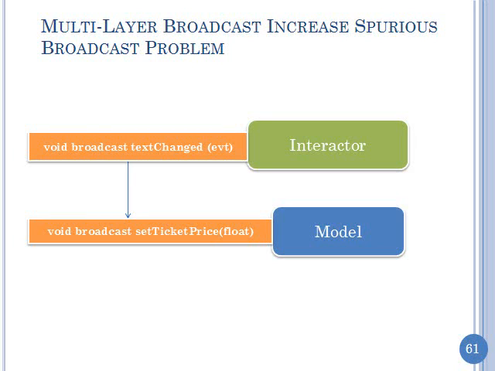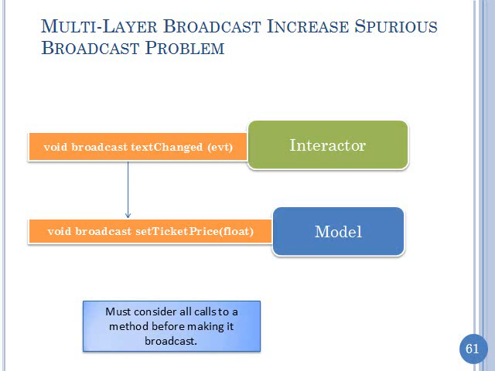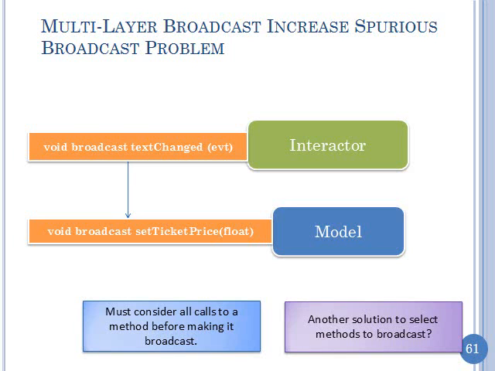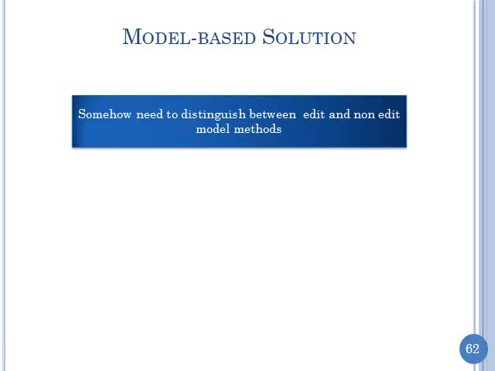Okay? And if we look at this particular model, and we don't know anything about what the programmer did, but from this method name, we know it's a write method. It's a setter. And we follow these conventions. Okay? So what's another solution to select methods to broadcast? So we somehow need to distinguish between edit and non-edit model methods.